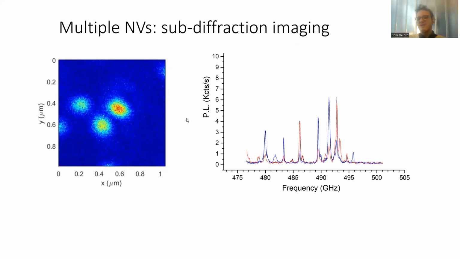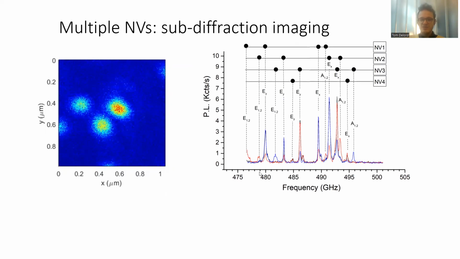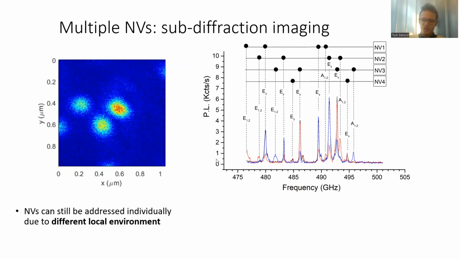And so again, even though those NVs are very close to each other, they still experience different electric and strain fields, which makes their lines appear at different positions. And in fact, you can assign each of these lines to one of the 4 different NVs, as we've done here. And so you can do the same thing as we've done before and selectively address one of these lines to selectively address one NV.